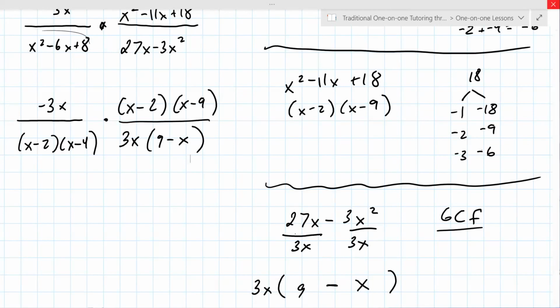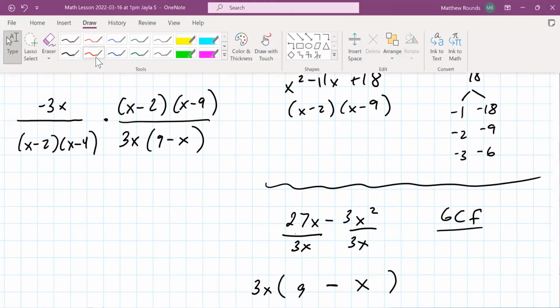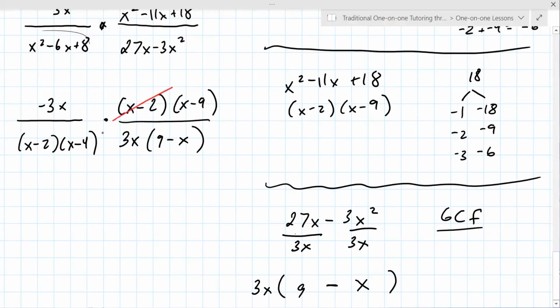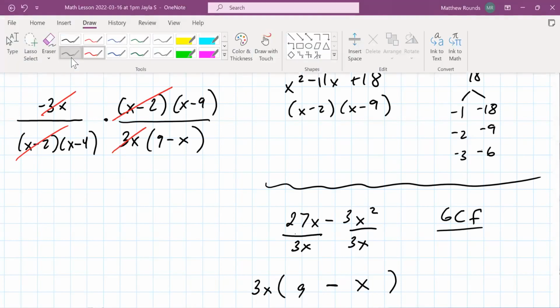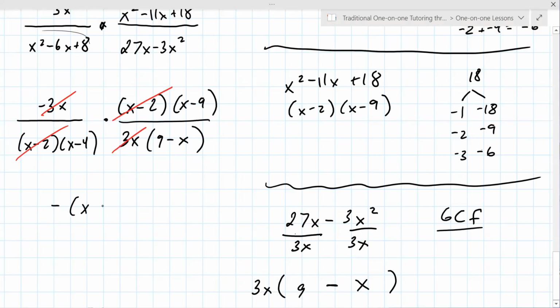So now the part that we like is canceling. So this x minus 2 cancels with that one. Okay. 3x cancels with 3x. Okay. And here's what's left over. Negative x minus 9, x minus 4 over 9 minus x.